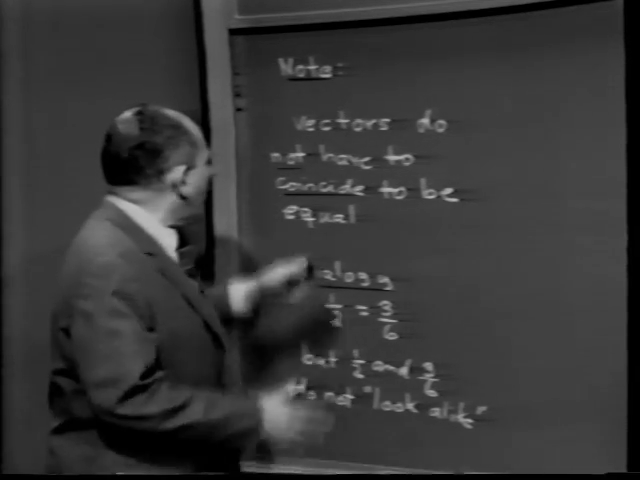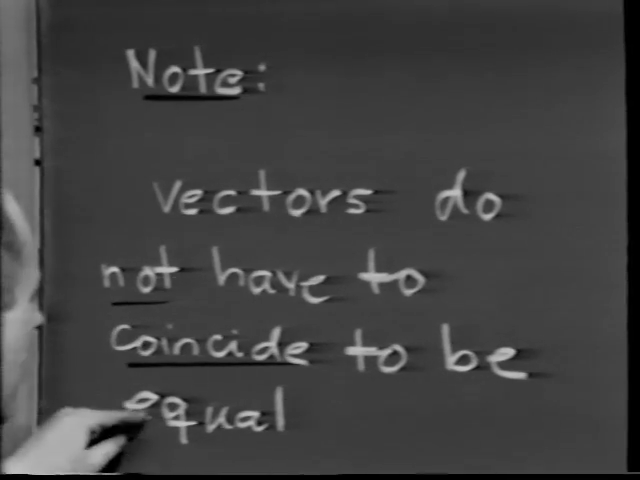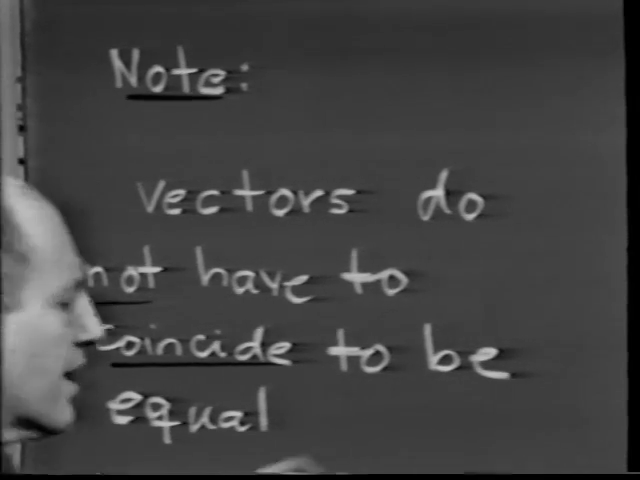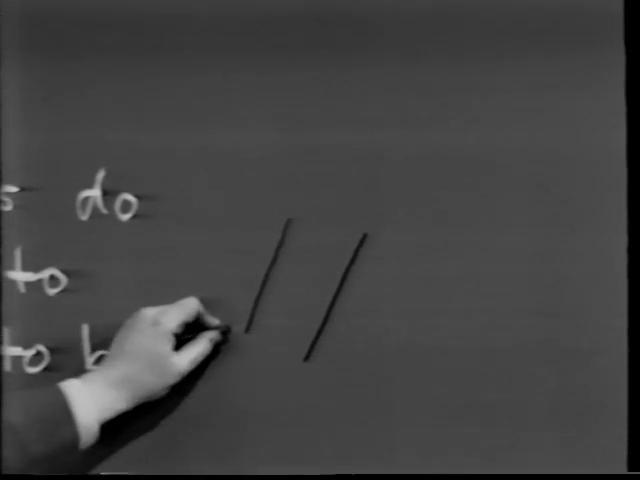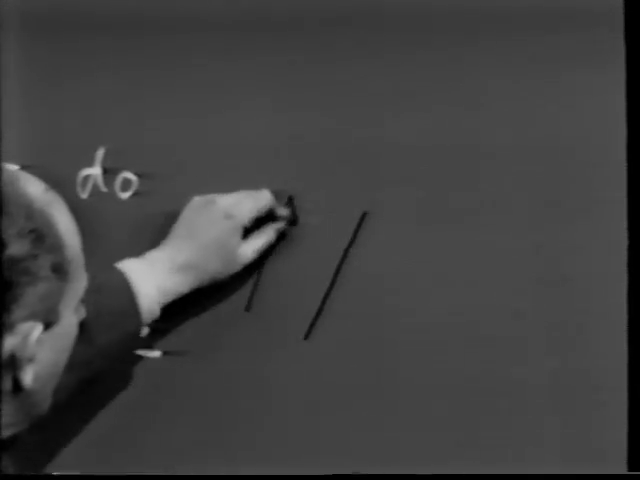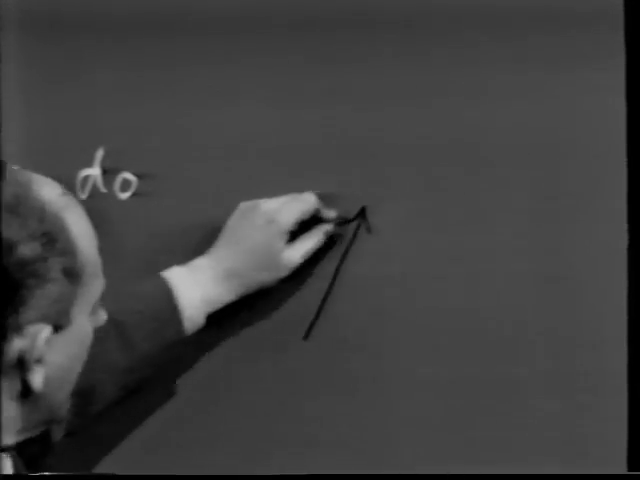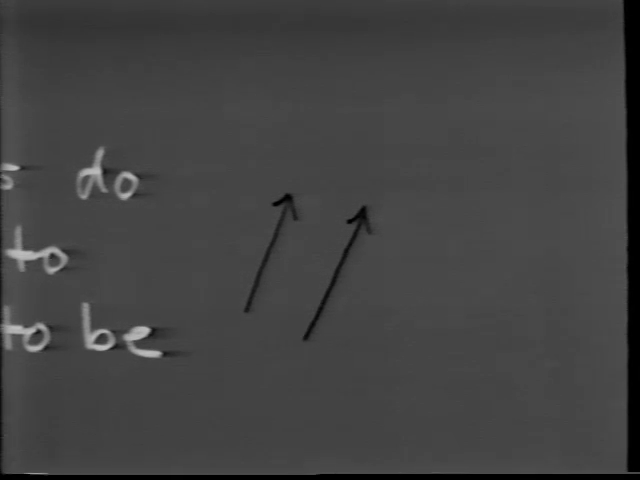You see, in other words, vectors do not have to coincide to be equal, unlike the case of straight lines. In other words, if I were to draw a pair of parallel lines here of equal length, these would be called different lines. As soon as I do this, these are called equal arrows. Why? Because of our definition of equality.